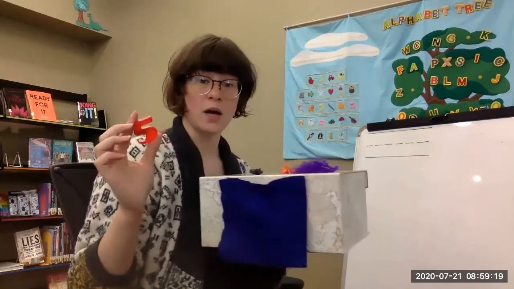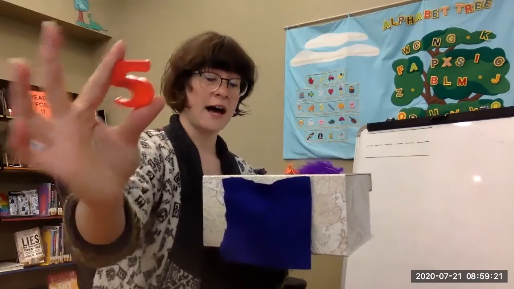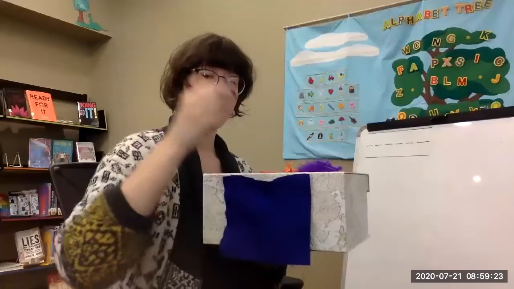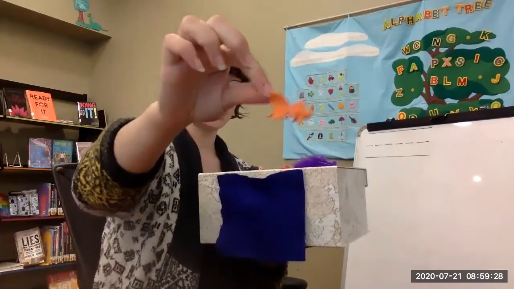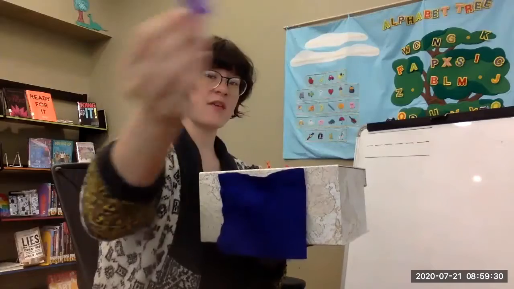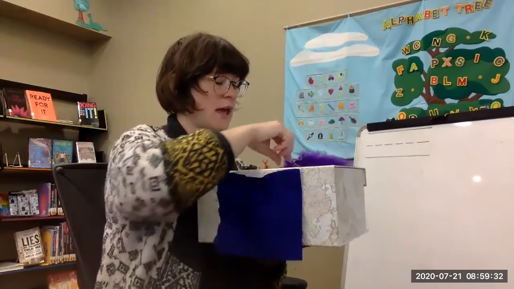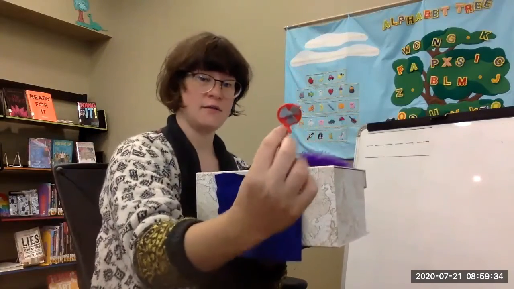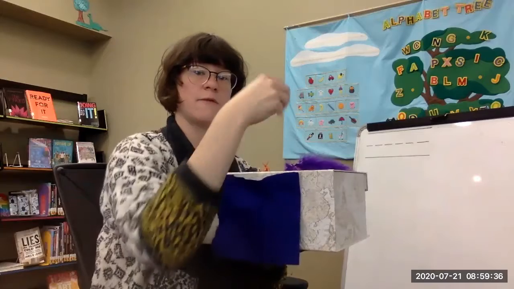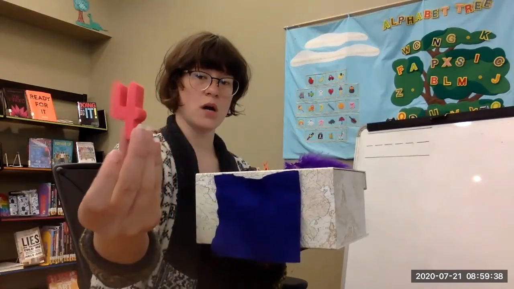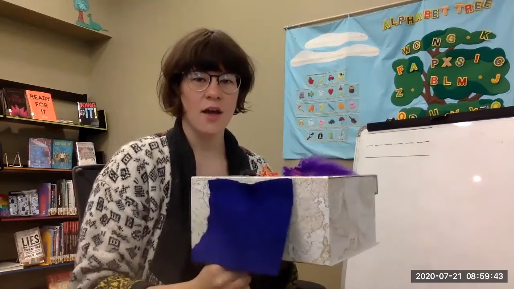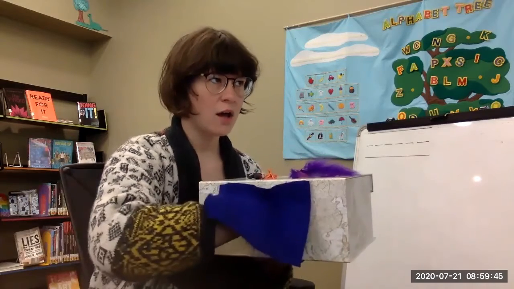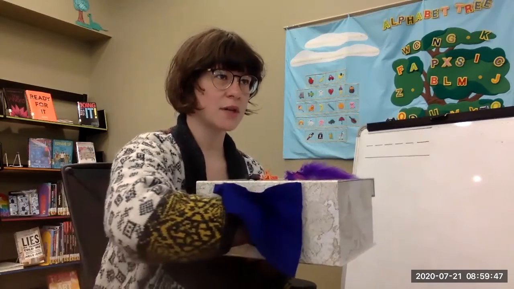So we have a football, 5, farmer, a fish, a feather, a fan, and a number 4. Do you know what letter sounds like f, f, and all of those items start with?